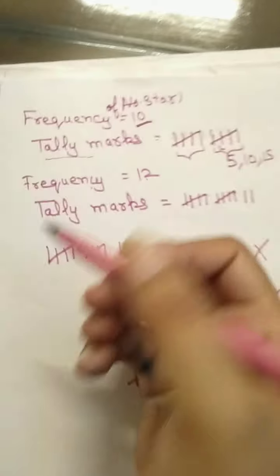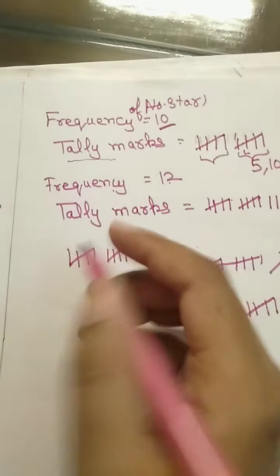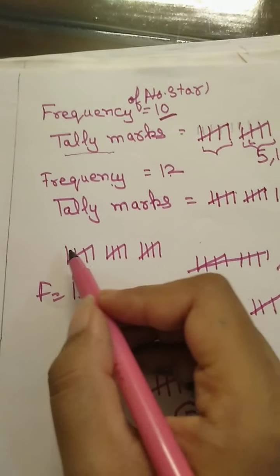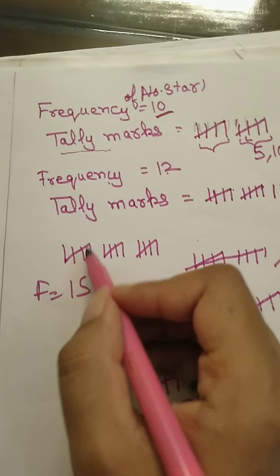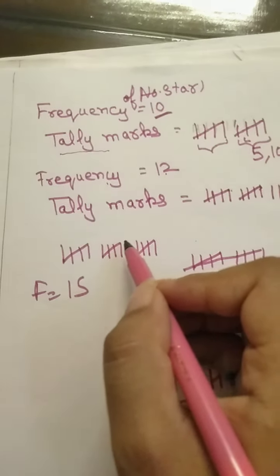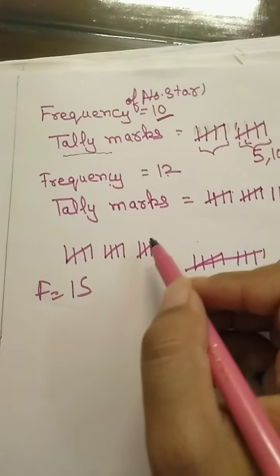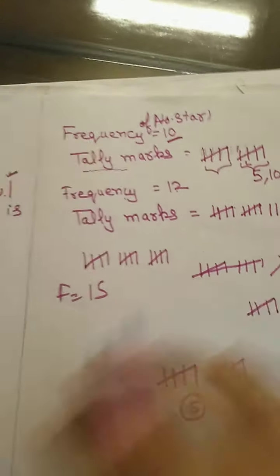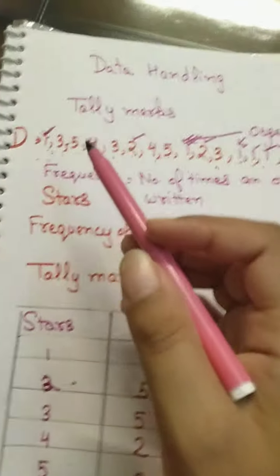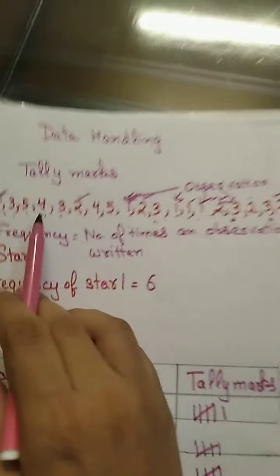So how do we represent a number if the frequency is 15? How can we write tally marks for it? 1, 2, 3, 4, 5, 6, 7, 8, 9, 10, 11, 12, 13, 14, 15. So in this case, let us see the question over here.